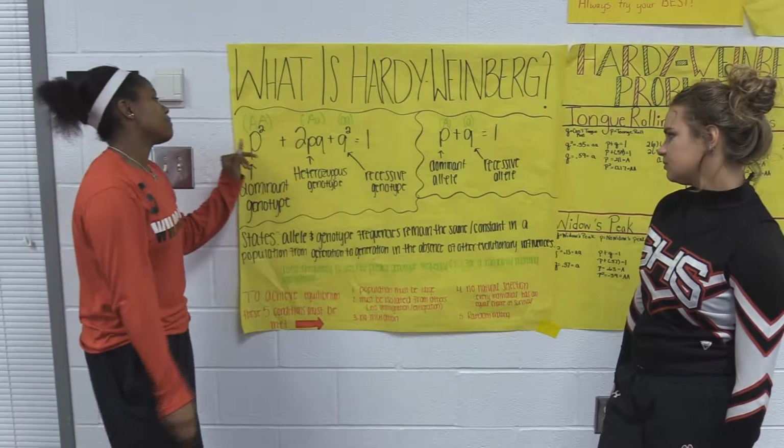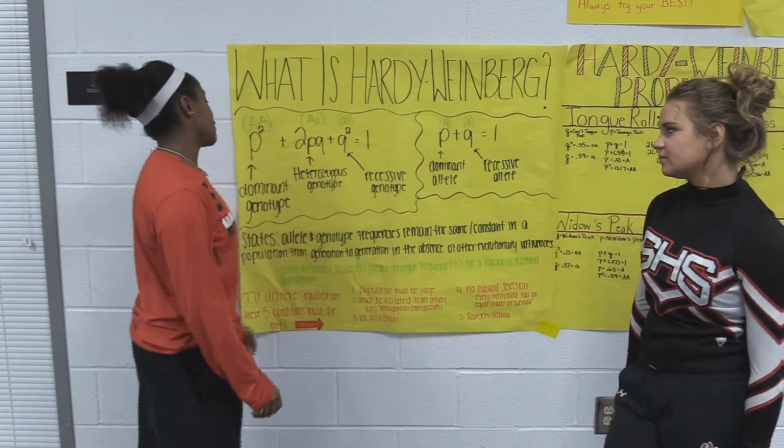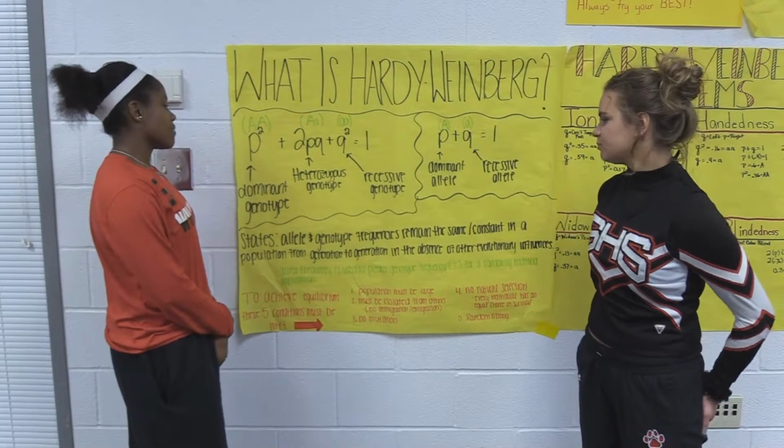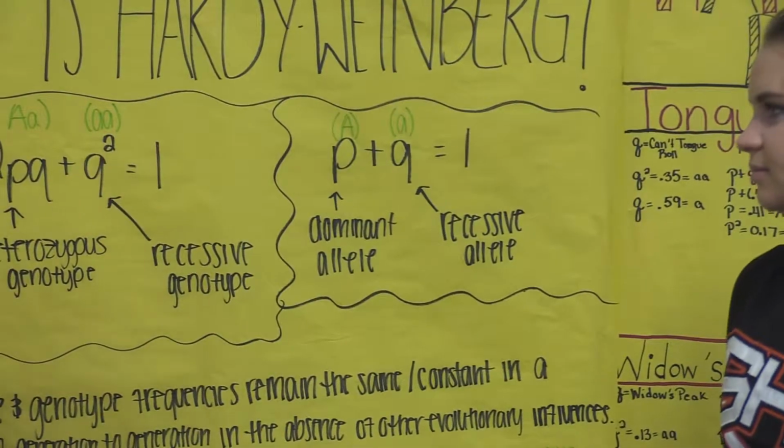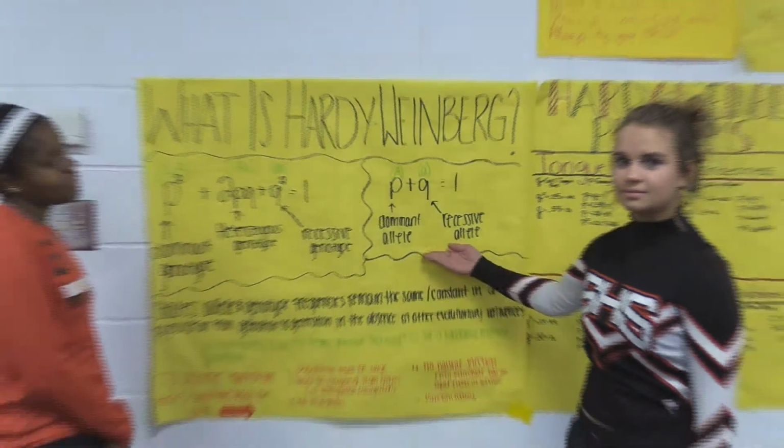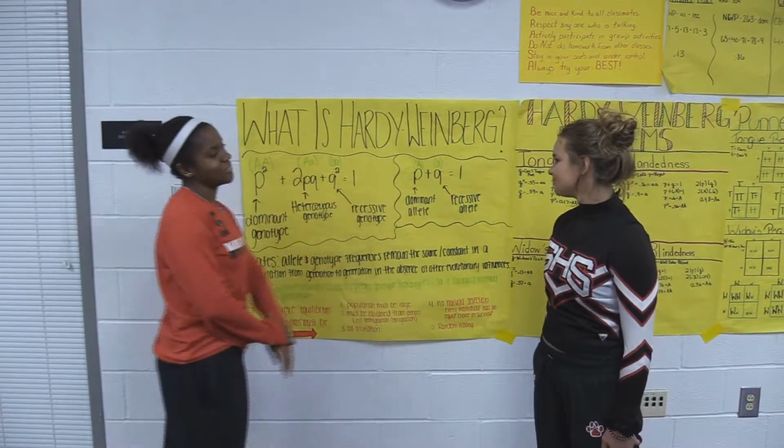But in order to find p squared and q squared, your homozygous dominant and recessive, you first have to find your p and q, which is your dominant and recessive allele, which must equal 1.